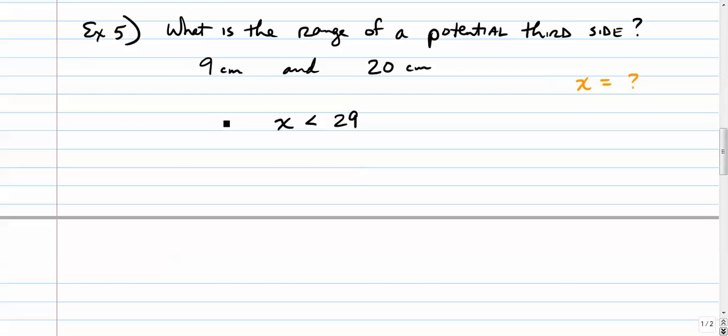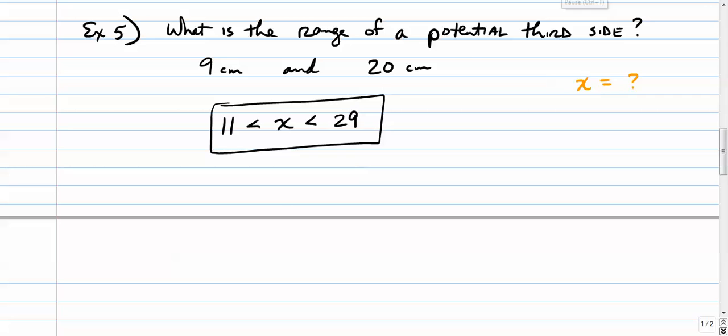And the other trick is to subtract them. 20 minus 9 is 11. X has to be bigger than 11. So there's your range right there. X must be in between 11 and 29. You can plug some stuff in there, like 12 will work, 28 will work, 28.777 will work. Anything that's infinitely close to 29, less than it, will work. Anything that's infinitely close to 11, but greater than it, will work. Anything in between these two numbers works, and this is a compound inequality. That's usually how we write it. Alright, hope those 5 examples helped you.